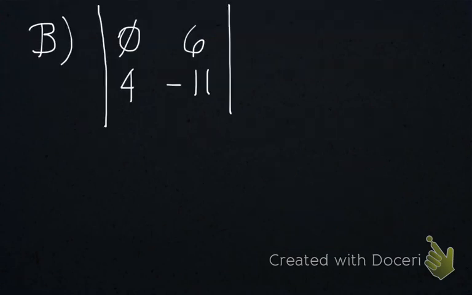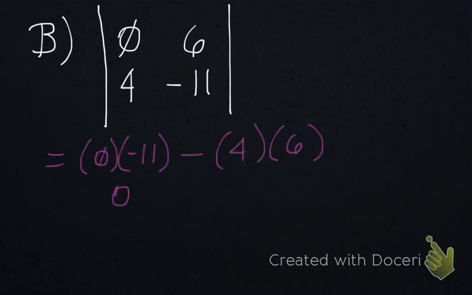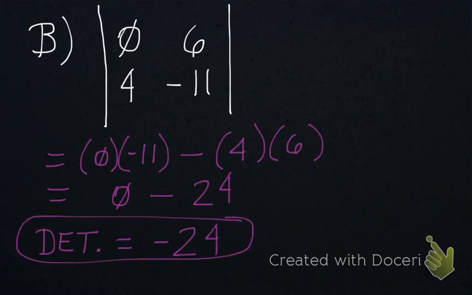Let's try another example. All right, try this one on your own really quick. I'll pause for just a second, and you can pause the video. Okay, so here's how we would solve this one. We'd multiply 0 times -11, and then subtract 4 times 6, so that's 0 minus 24. So our determinant for this example is -24. And that's it. That's the only thing that we have to do to solve a second order determinant.